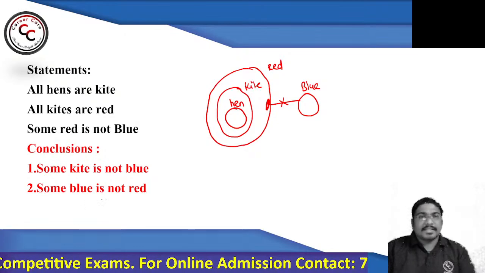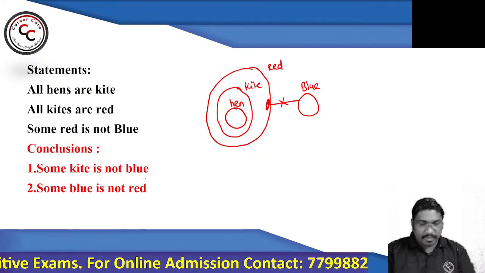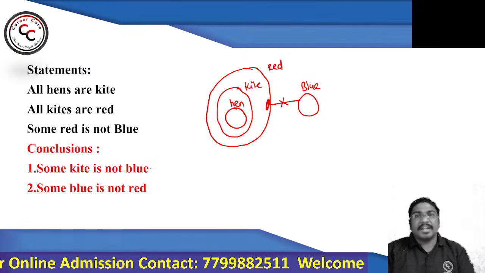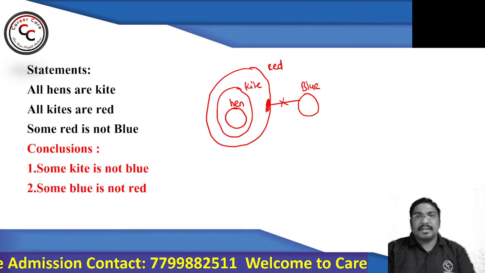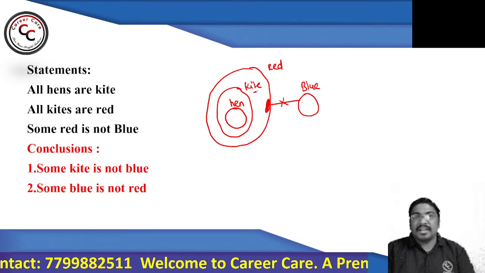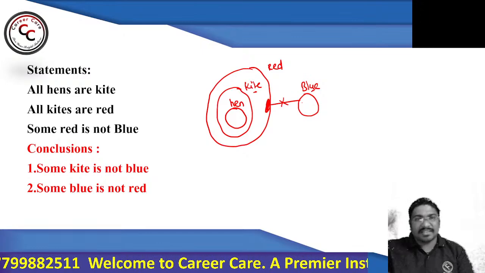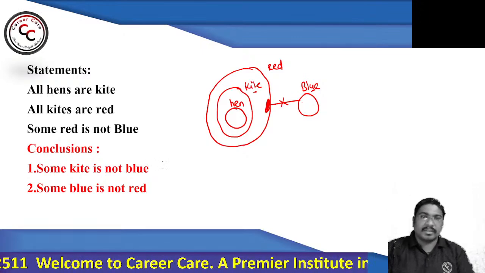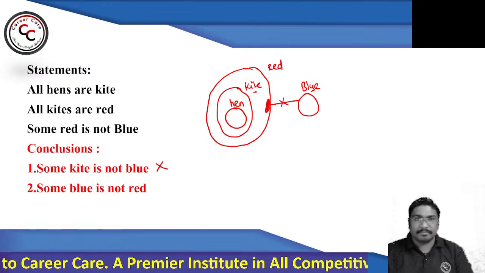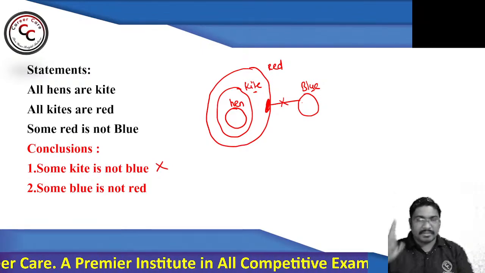Let's see. Some kite is not blue. Virajo is saying one follows. Okay, let's see. Some kite is not blue. See, the relation between red and blue is some not. But the relation between kite and blue we exactly don't know. That's why you can say conclusion number 1 will be treated as false. Simple.